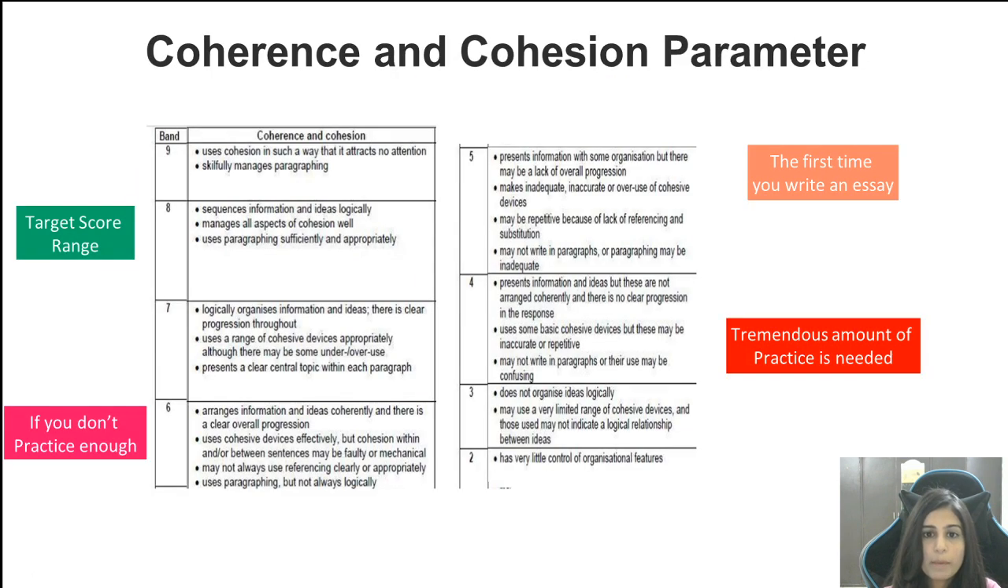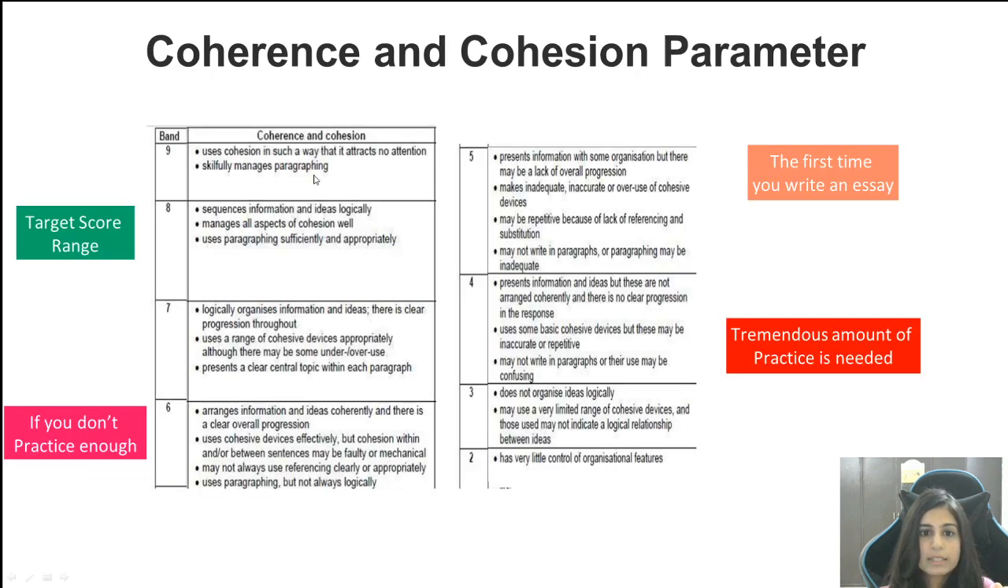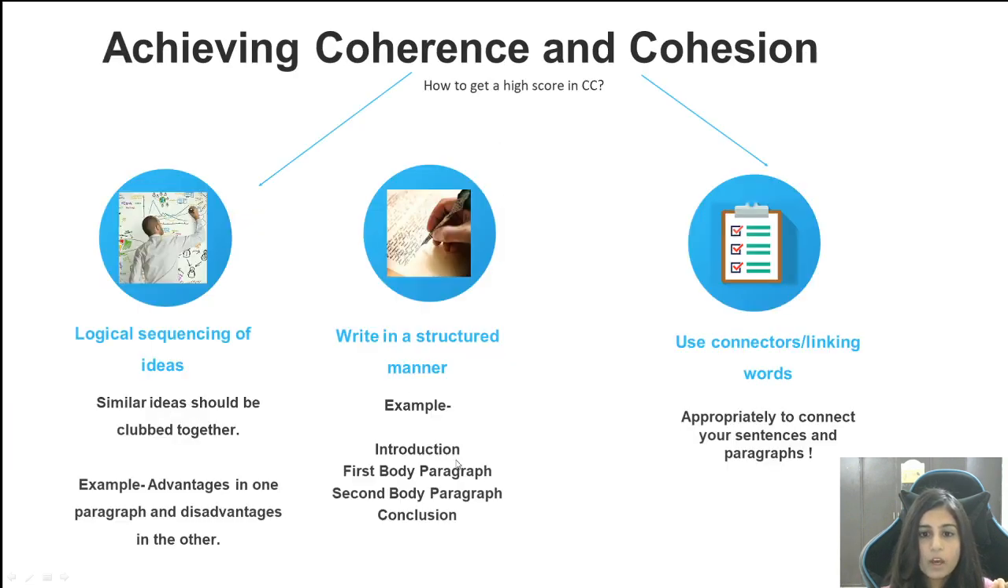Okay, so moving back, read these things once again. So uses cohesion in such a way that it attracts no attention. So here we mean to say no attention should be attracted. And the other thing is skillfully manages paragraphing, which is done by using these things. So you have to use these paragraphs to make skillful usage of paragraphing by sequencing your ideas in a logical manner. All right.